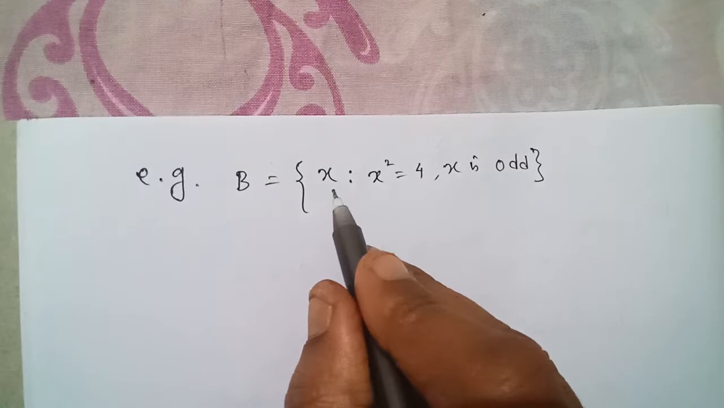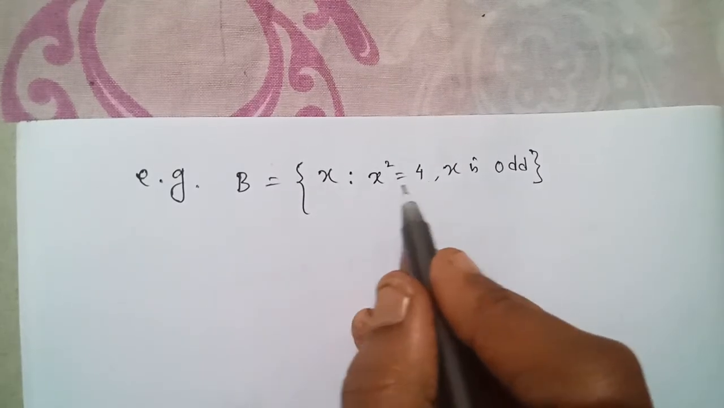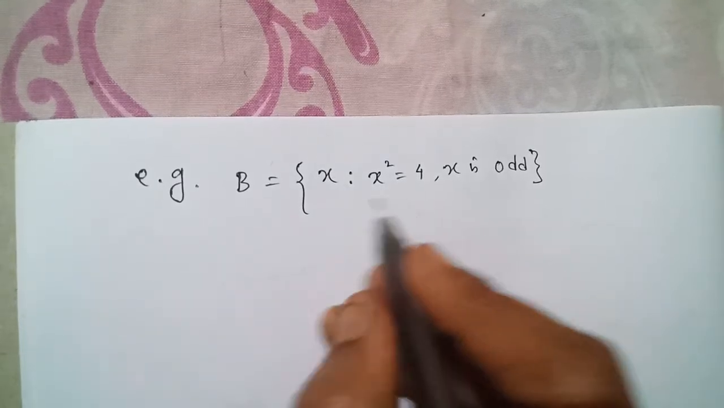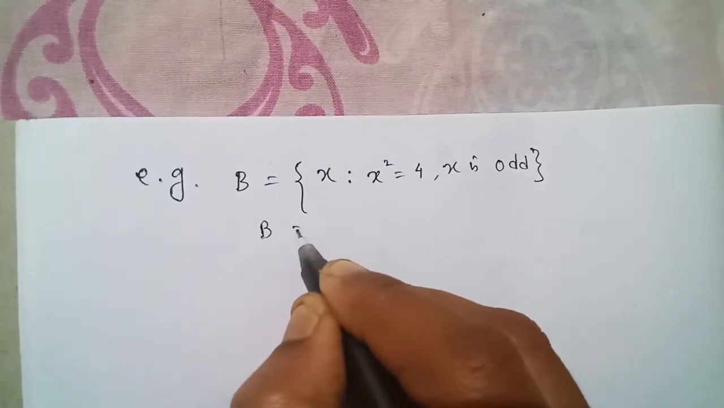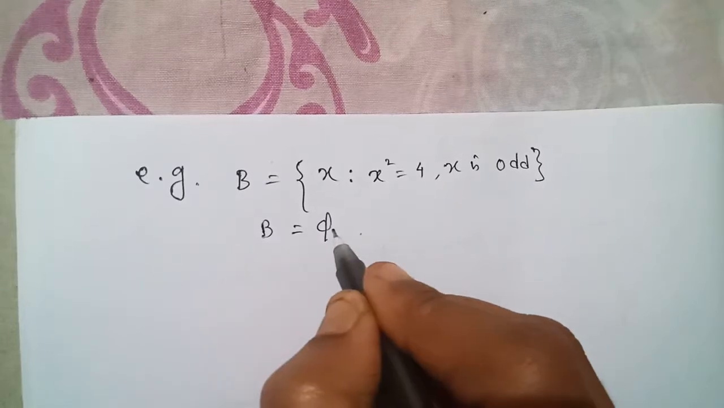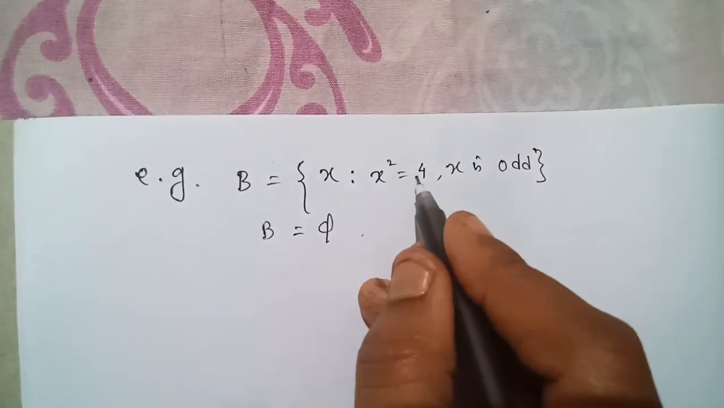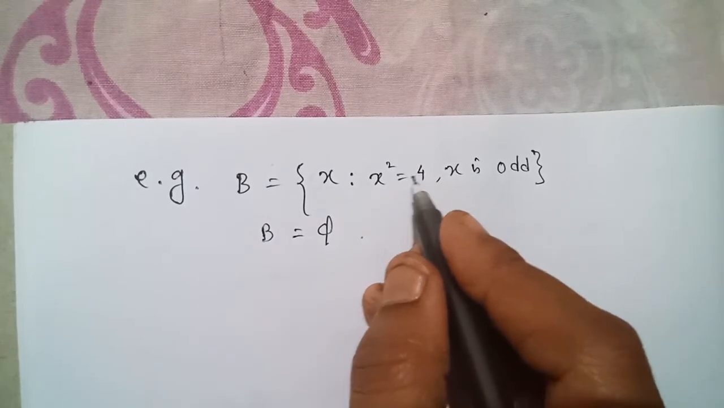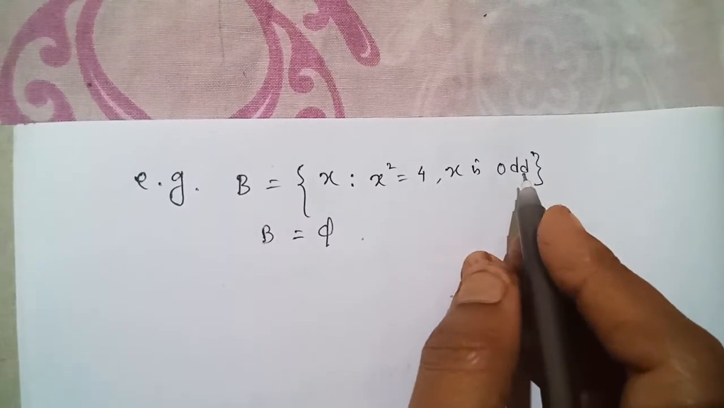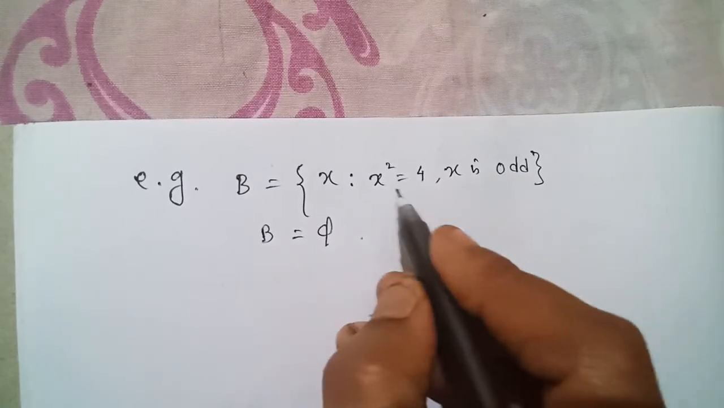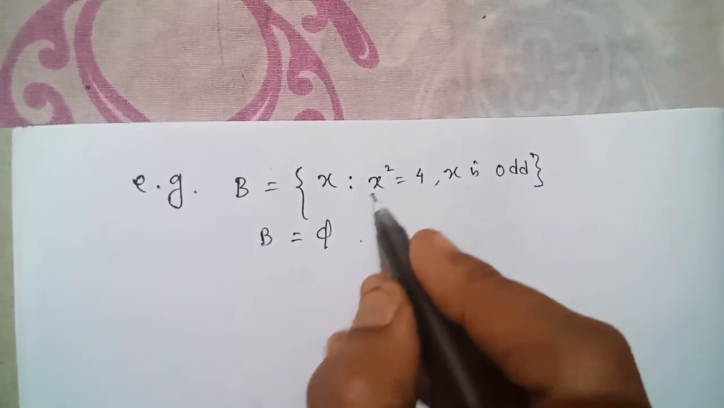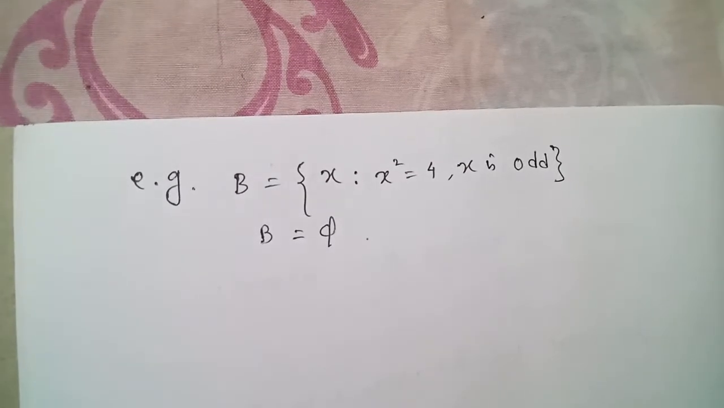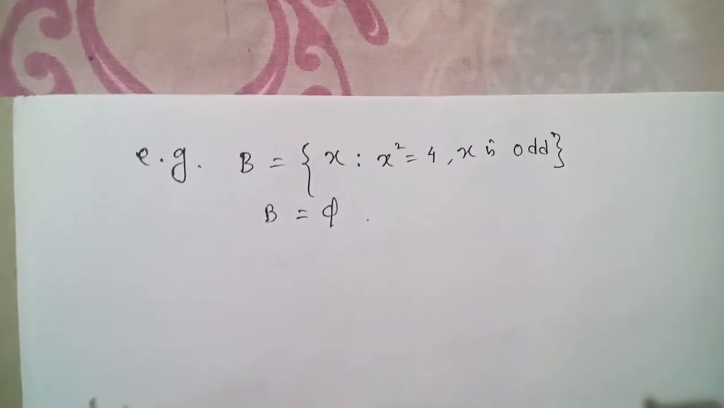X is the element, x square, condition is x square equals 4 and x must be odd. Then obviously B is phi. Why empty? Because x square equals 4, obviously x will not be odd. That means x is odd doesn't satisfy that equation x square equals 4. So we are getting B equals the empty set phi.